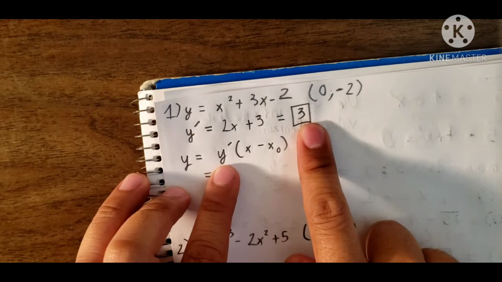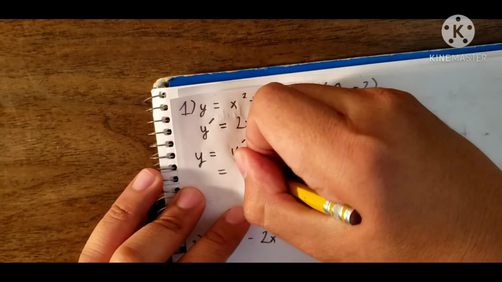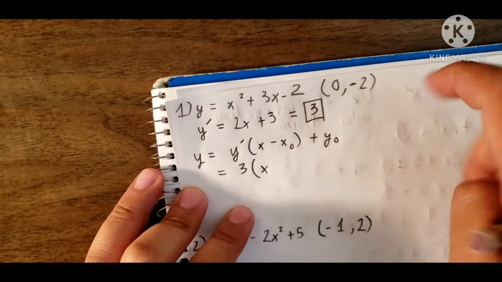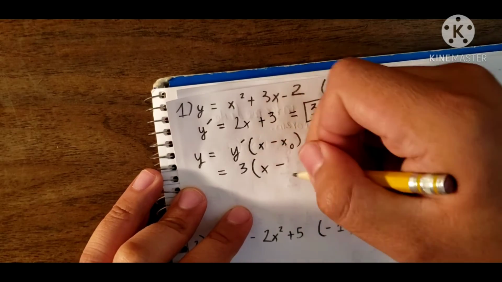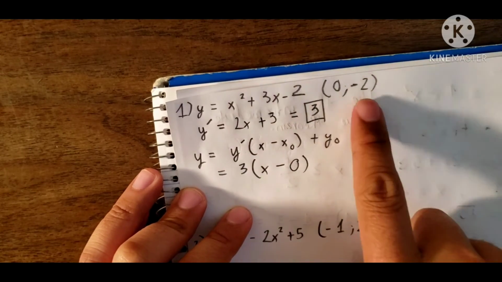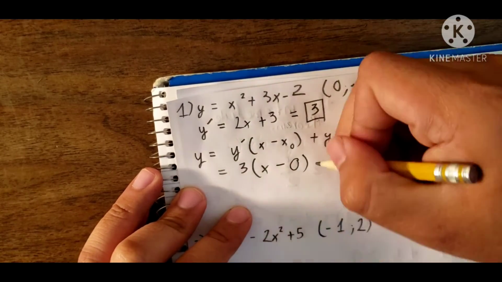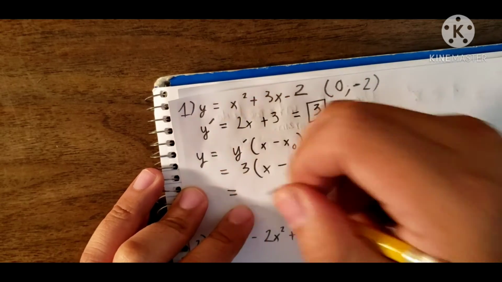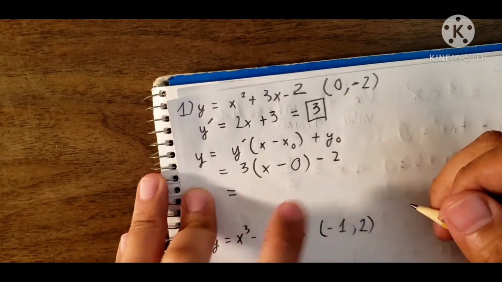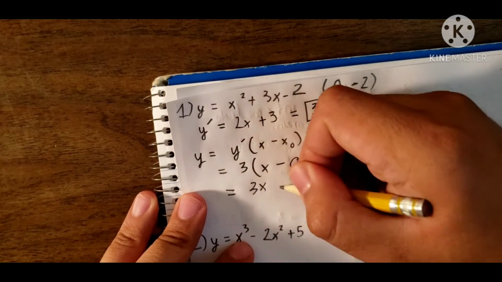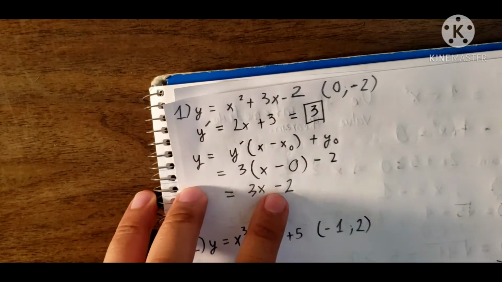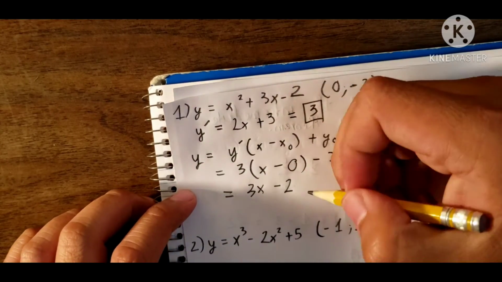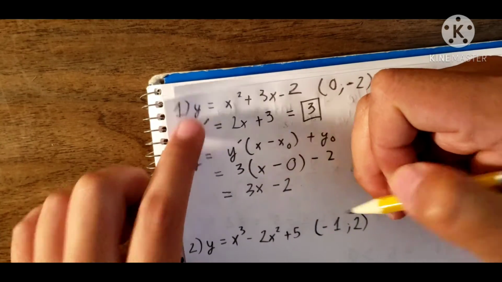So in here we just calculate this is about number 3. We have the 0 in here, we put the 0. We have the minus 2, we put in here the minus 2. So that you got 3x minus 2. And this is the tangent line of this equation.